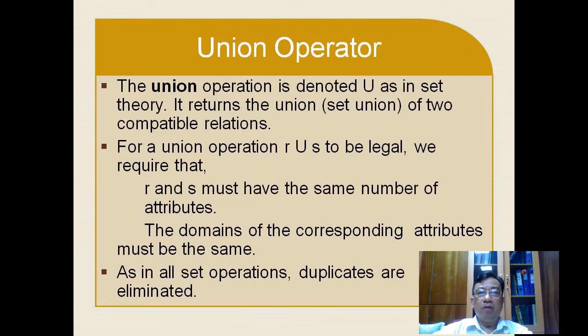Now let me go to the union operator. The union operation is denoted by union as in set theory. It returns the set union of 2 compatible relations. For a union operation, R union S, to be legal, it requires that relation R and relation S must have the same number of attributes. The domains of the corresponding attributes must be the same. And remember, as in set operations, duplicates are eliminated.